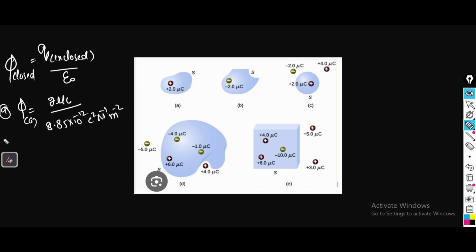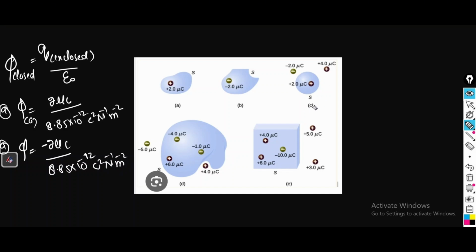Now for case B. Similarly, this is the same case, because here the flux through this closed surface is equal to the charge enclosed by this surface, which is minus 2 microcoulomb, divided by the permittivity of free space, which is 8.85 multiplied by 10 raised to the power minus 12 coulomb squared per newton per meter squared.